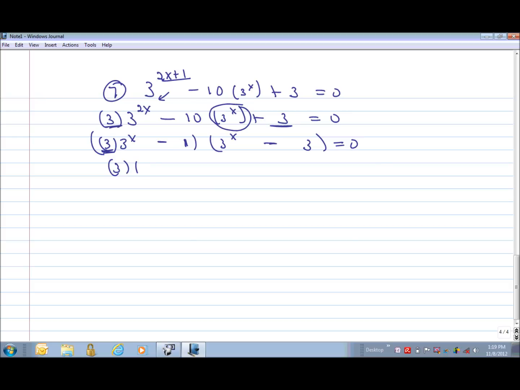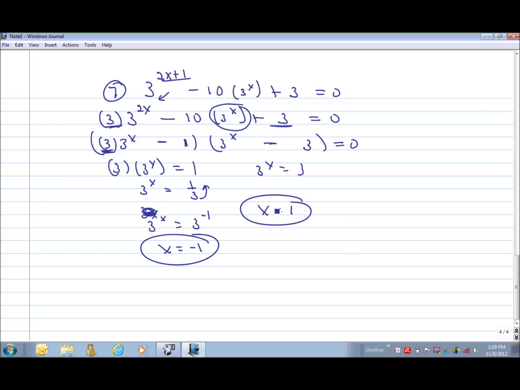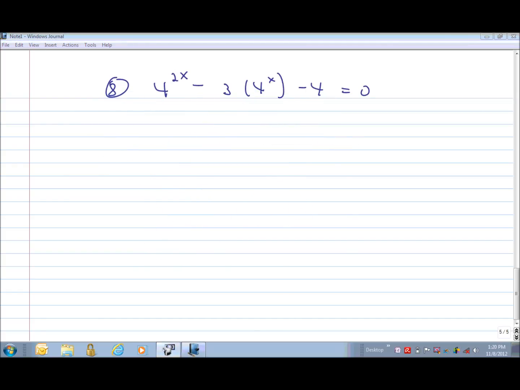So I have 3 times 3 to the x equals 1. I would divide by 3, and I have 3 to the x equals 1/3. I could move this back upstairs and make it 3 to the negative 1. Oops, sorry about that. Let me just scratch that out. 3 to the x now equals 3 to the negative 1. Therefore, x is equal to negative 1. On this side, I have 3 to the x equals 3, and the only way for any number to equal itself would be 1. So x equals 1. Well, hopefully you're feeling a little bit more comfortable with this type of problem.